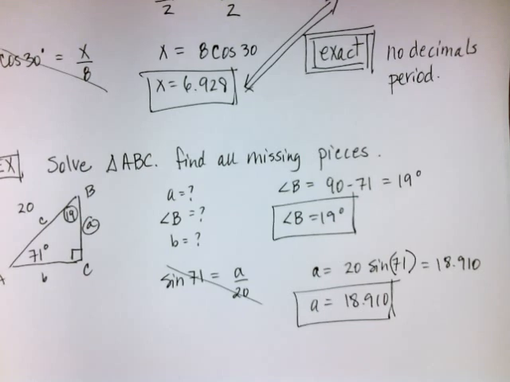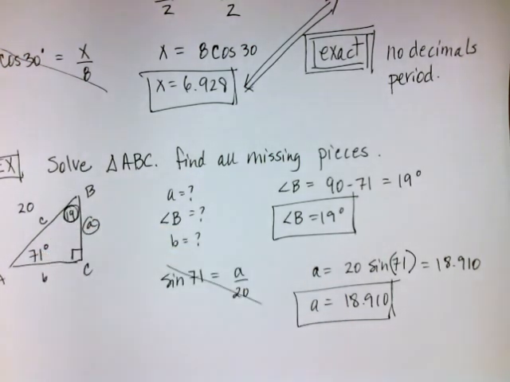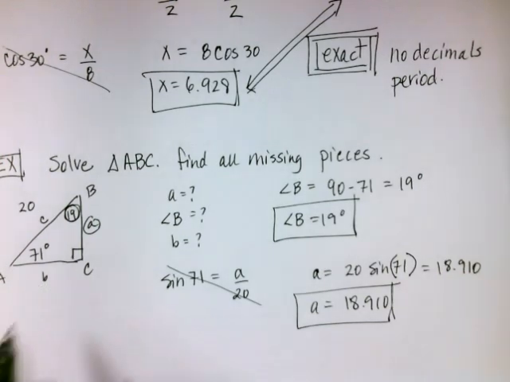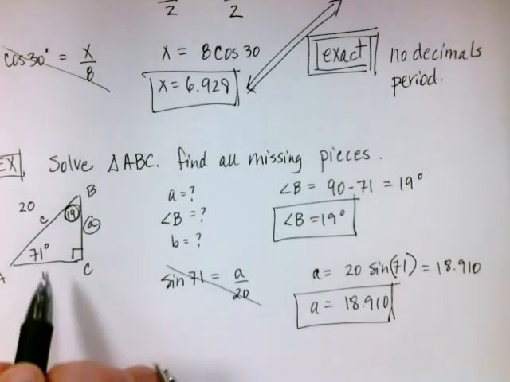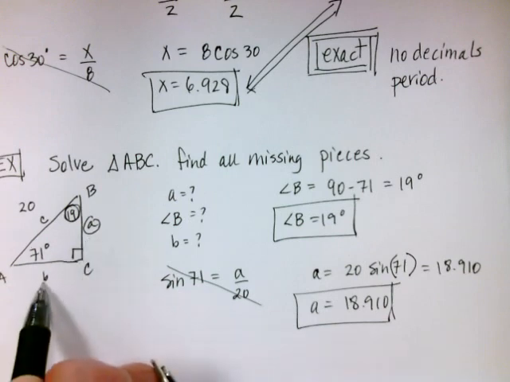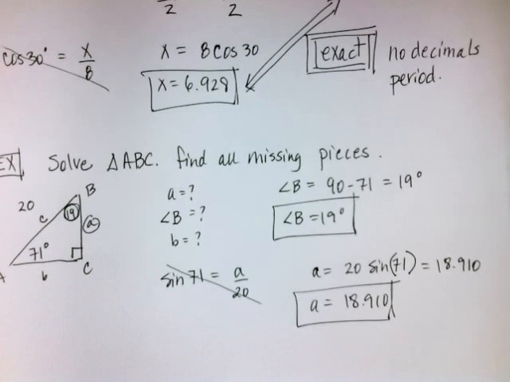All I have left to do is find little b, okay, and I am not going to use the Pythagorean theorem. I like trig better. But now I'm going to switch and use that 19-degree angle at the top. And again, I'm going to try to use things that I haven't found, because if I use A and I made a mistake in A, then I'm going to make a mistake in B. So I try to use original information wherever possible.